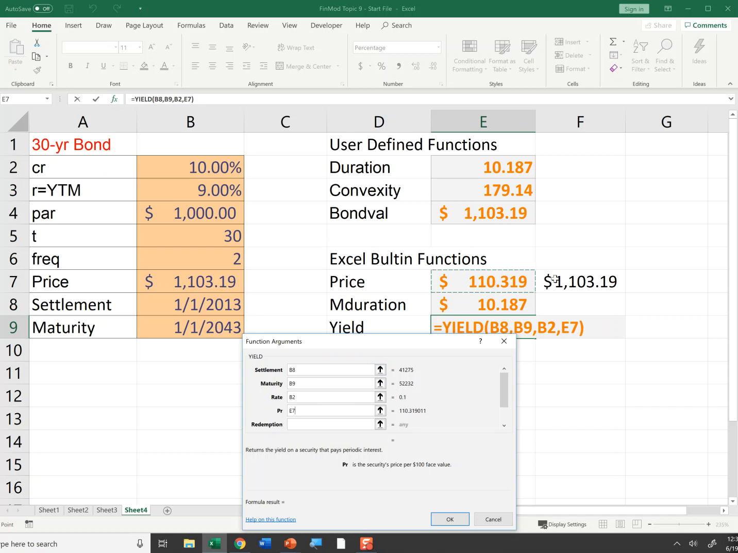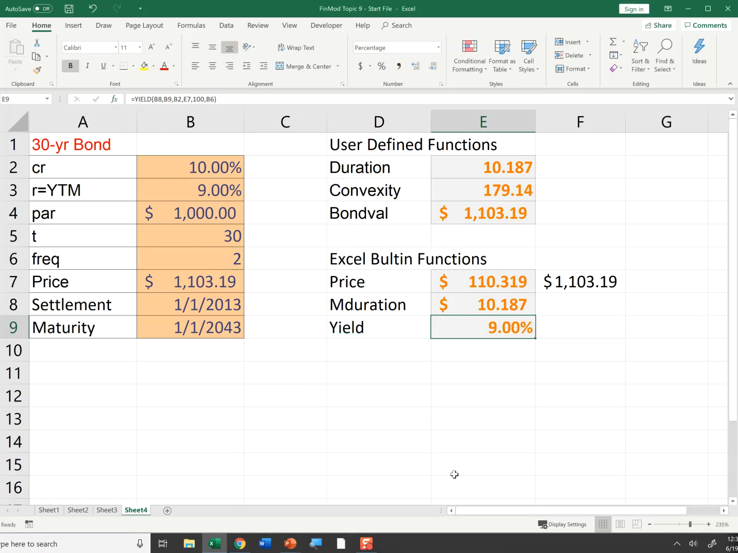110.319. I will get the wrong answer if I try to put in this price here of 1103. Redemption of 100, frequency of 2, and you can see that the YTM of this bond, if it's actually selling for 110.319, is 9%.